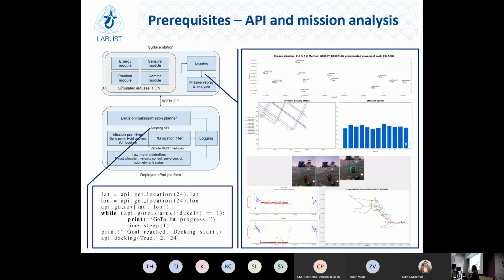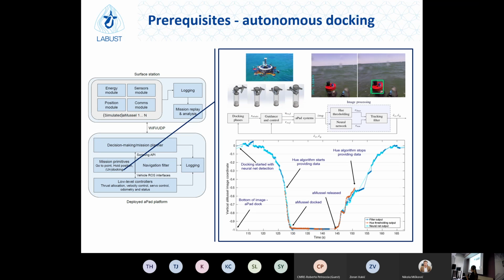long-term mission. And in case there are actual real aMussels in the experiments, which can also be achieved because simulated and real agents are interchangeable because of the way the communication was structured in the system, we have the ability of the APADs to autonomously dock aMussels in real conditions.